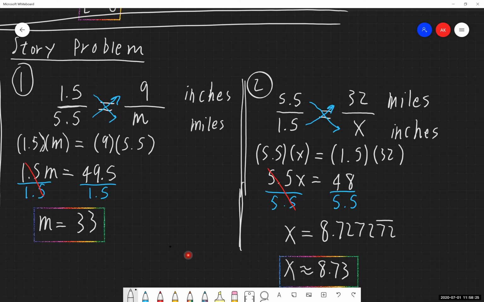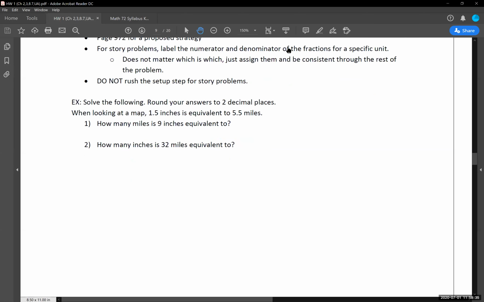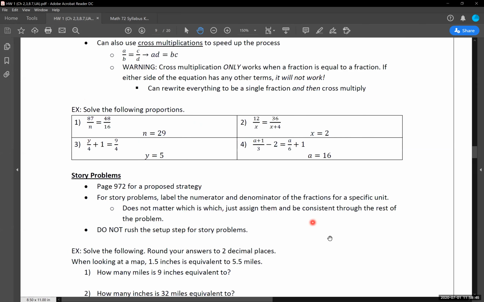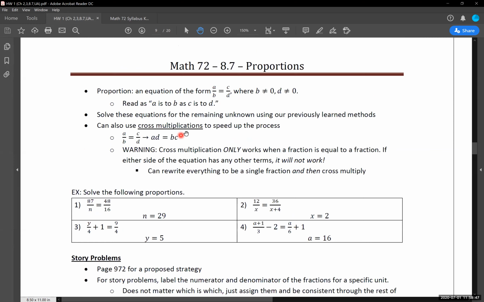Okay. So this is everything for the 8.7 material. Again, it's kind of our story problems. It's just an example of them. You can find, and you will find, that there are other ones that are going to be showing up on the homework and otherwise. But again, just a starting point with these. And again, make sure with the cross multiplication, you can only use cross multiplication when you have a fraction equals a fraction. If anything else shows up in there, you cannot use cross multiplication at all.